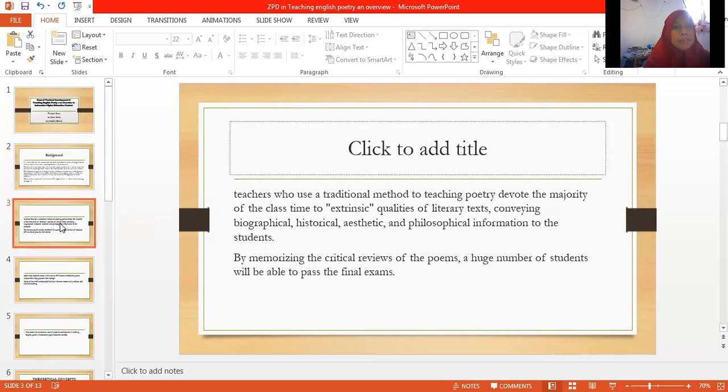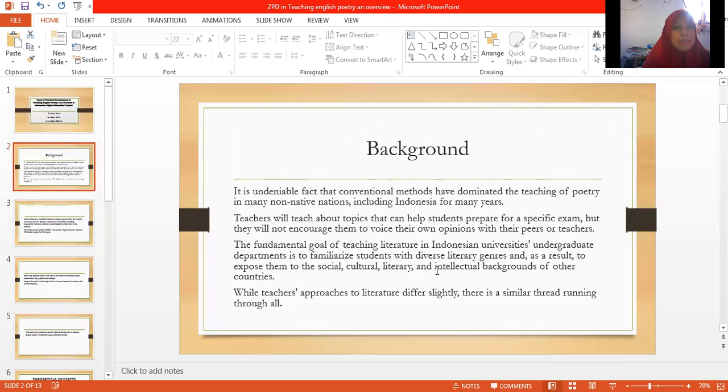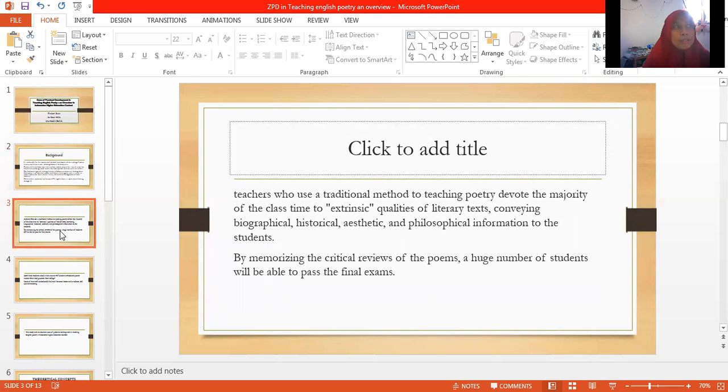Teachers who use traditional methods to teach poetry devote the majority of their class time to extrinsic qualities of literary texts, conveying biographical, historical, aesthetic, and philosophical information to students. By memorizing the critical reviews of the poems, a huge number of students will be able to pass the final exam. Those activities we state as conventional methods. Why do we state them as conventional or traditional methods?